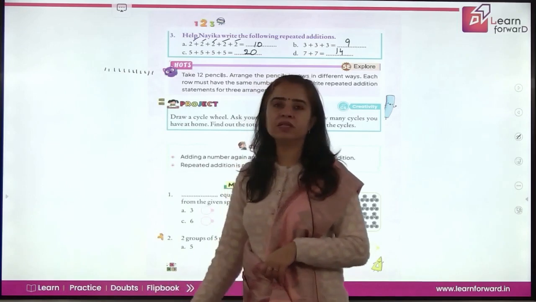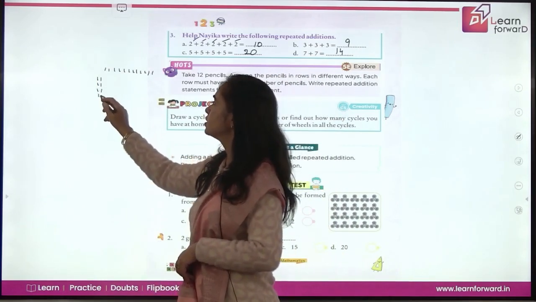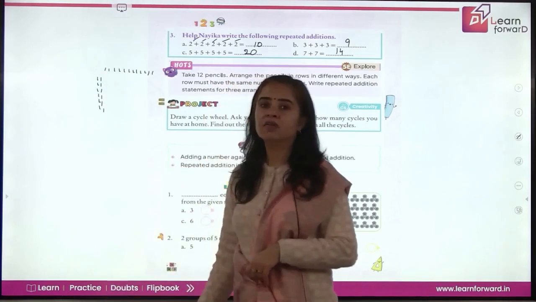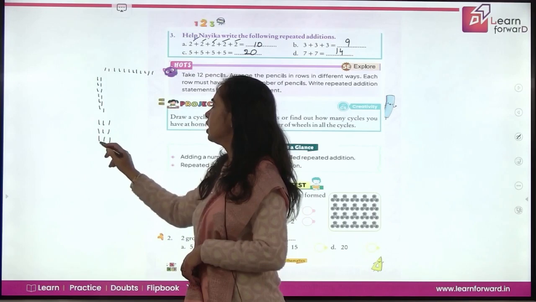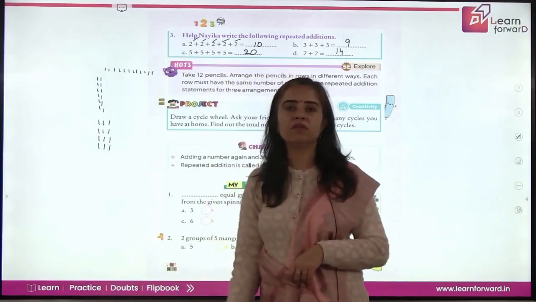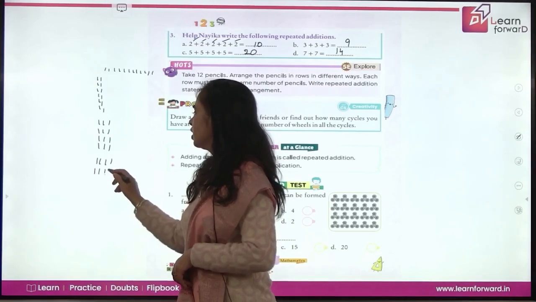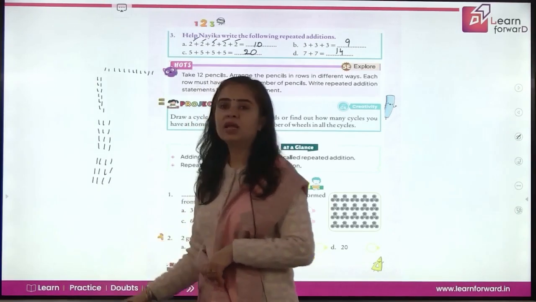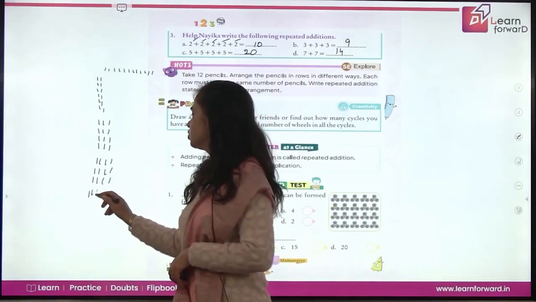These are 12 pencils. Or we can make groups of 2: 2, 4, 6, 8, 10, 12. We can also make groups of 3: 3, 6, 9, and it is done, 12. You can make groups of 4 also. Very good. Good answer. We can make 4, 4, 4.